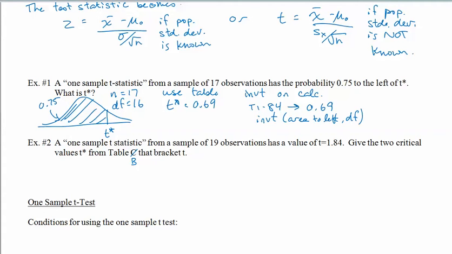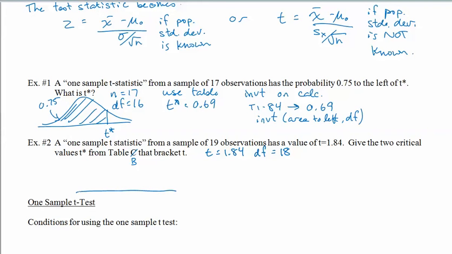For example 2, if we're working the other way around, a one sample t statistic from a sample of 19 observations has a value of t equals 1.84. Give the two critical values t star from table B that bracket t. So in your table, you're not always going to have that exact value. So we were given t equals 1.84. The degrees of freedom are one less than the number of observations, so 18.